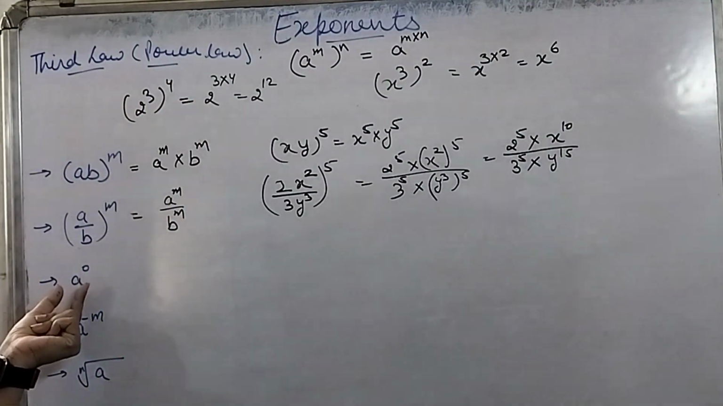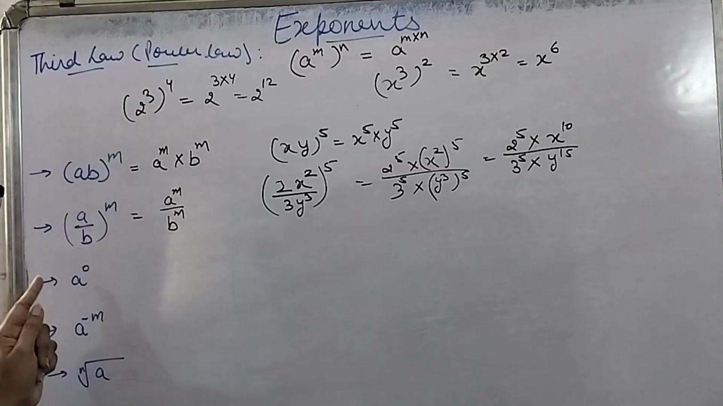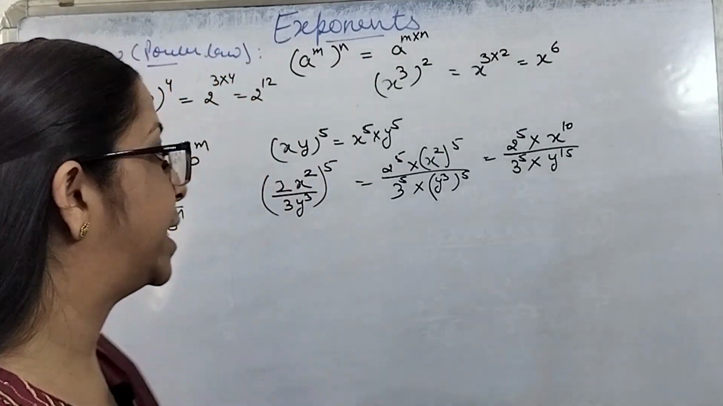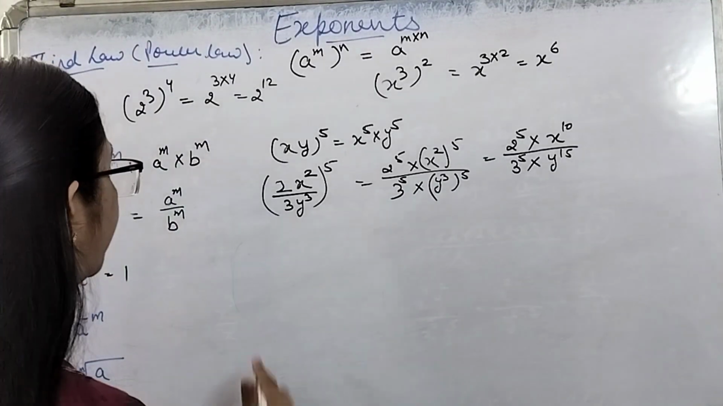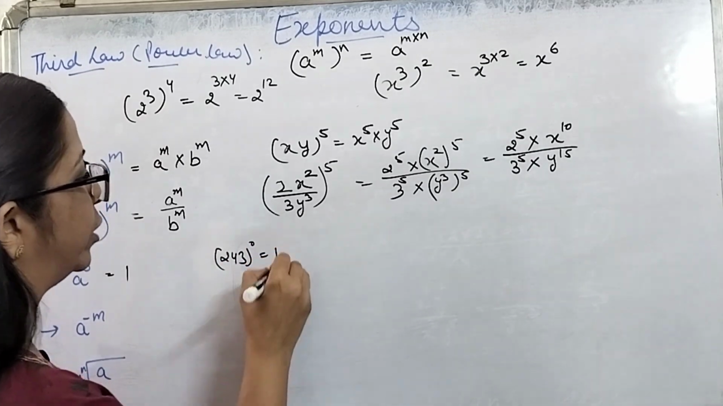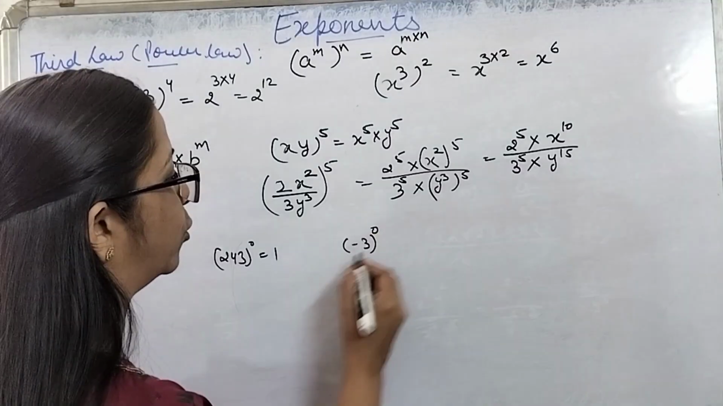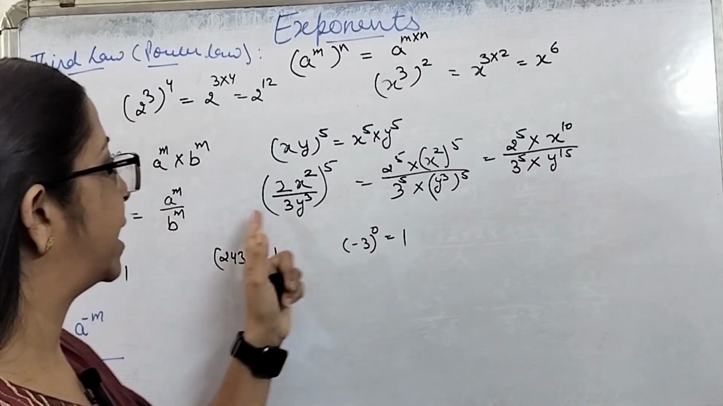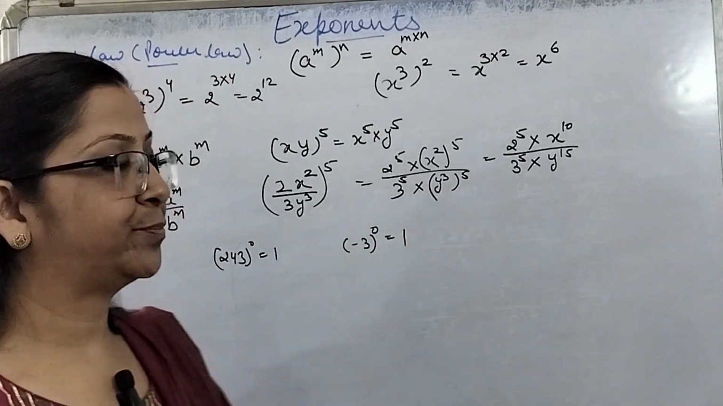The next is, if there is any non-zero number, a should be any non-zero number, and it is having the index or the power as 0, then its value will always be 1. Suppose your number is 243 raised to the power 0, its value will be 1. If your number is minus 3 raised to the power 0, its value will be 1. So whensoever any number is having power equivalent to 0, then its value will be 1.